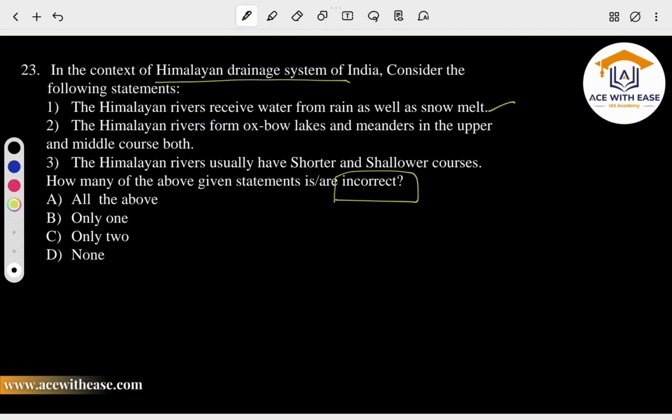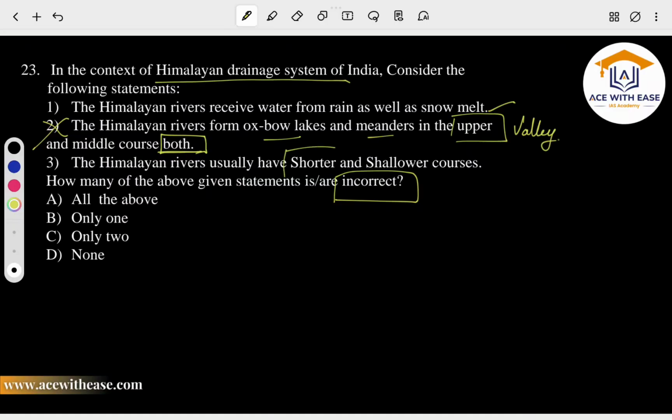Second, Himalayan rivers form oxbow lakes and meanders in the upper and the middle course, both. They have written the word both. We all know that in the upper course, we don't find oxbow lakes and meanders. Instead, we have valleys, gorges, canyons, potholes, and waterfalls. This is what we find in the upper course. We won't find oxbow lakes in the upper course of the river. So the second statement is a wrong statement. Third, the Himalayan rivers usually have shorter and shallower course.